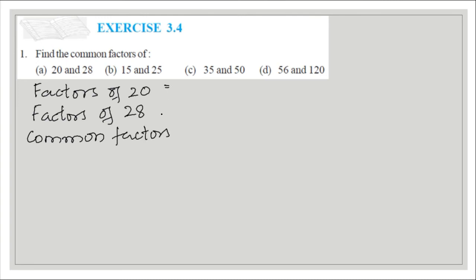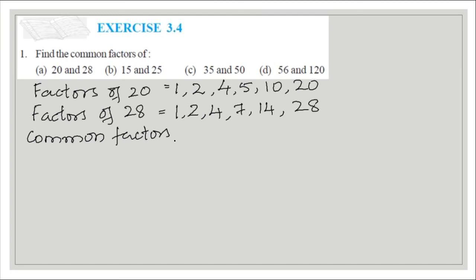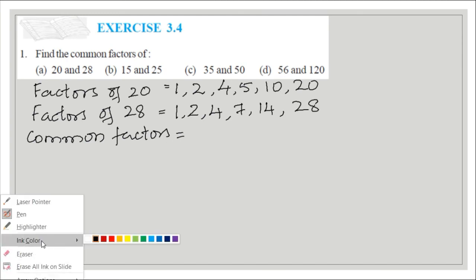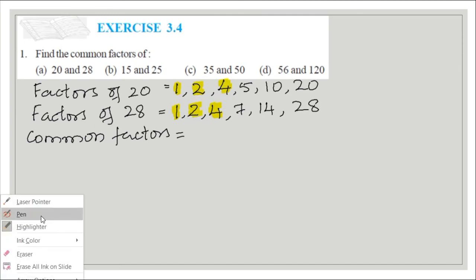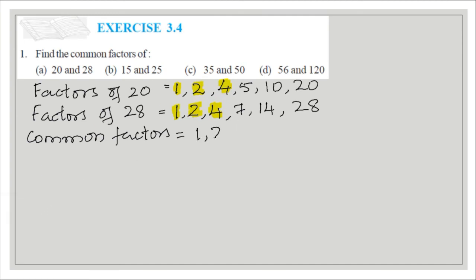What are the factors of 20? It is completely divisible by 1, 2, 4, 5, 10 and 20. And the factors of 28 are 1, 2, 4, 7, 14 and 28. Now to identify the common factors, let me highlight the factors which are present in both. 2 is present in both, 4 is present in both. So the common factors are 1, 2 and 4.